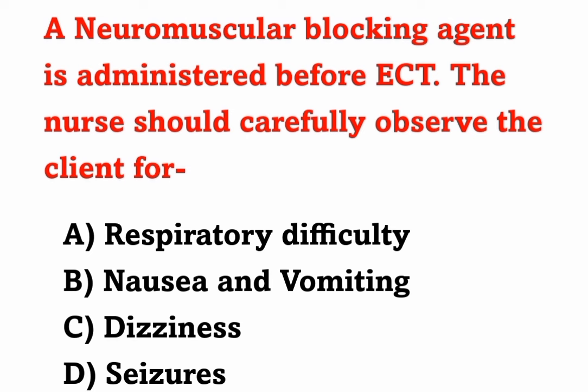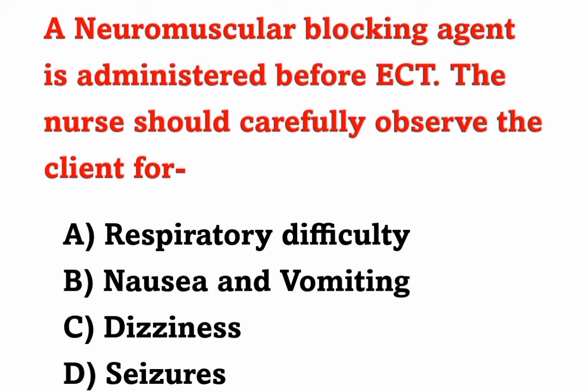First question: a neuromuscular blocking agent is administered before ECT. The nurse should carefully observe the client for which of the following? Option A, respiratory difficulty. Option B, nausea and vomiting. Option C, dizziness. Option D, seizures.